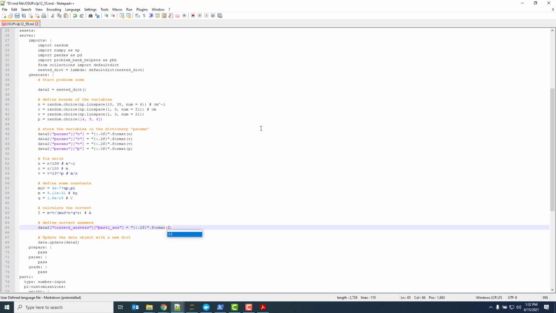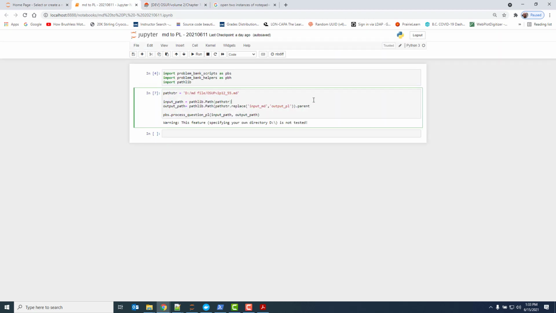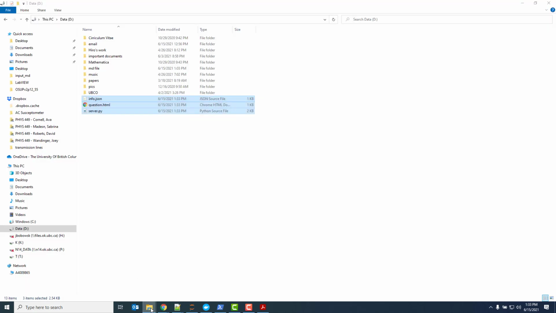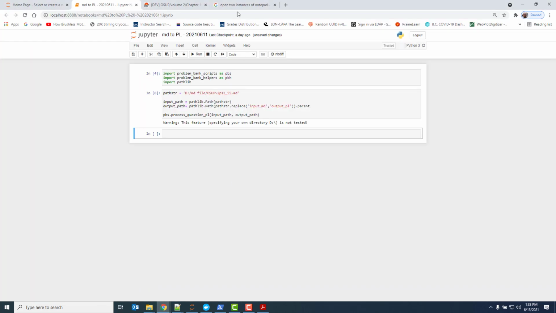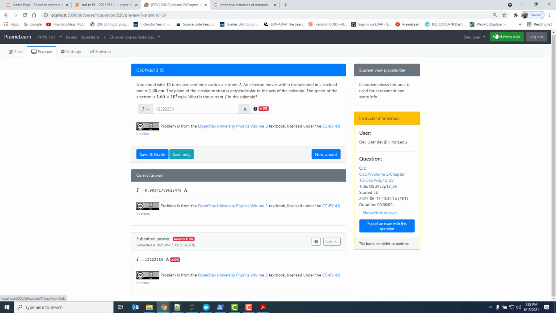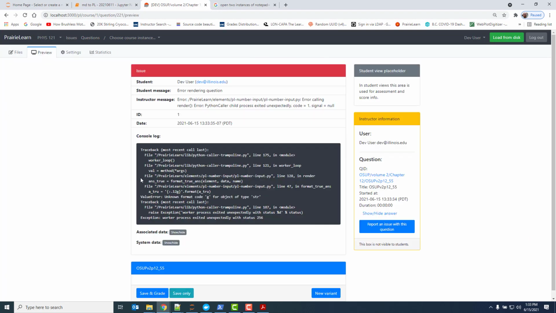And let's try it out. So we want a current with maybe, well, let's try 4 digits after the decimal. Okay, so we'll save that. And we'll regenerate the PrairieLearn files. We'll find those files, copy them into the PrairieLearn course. I'm running PrairieLearn locally on my machine, so you won't be doing this, but I just do this for the purposes of showing you the question.